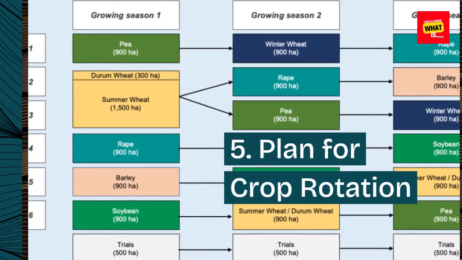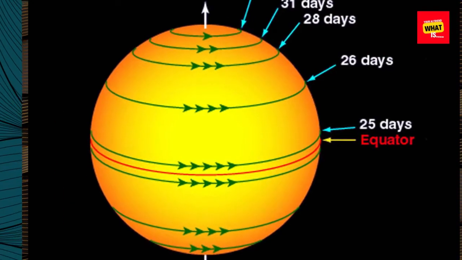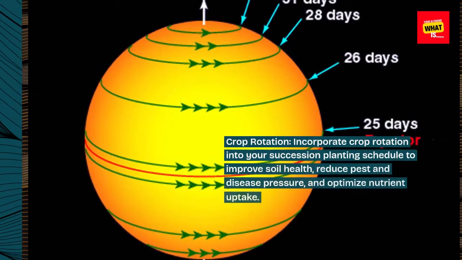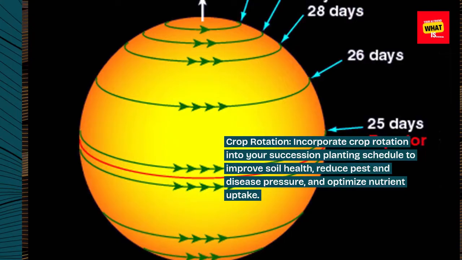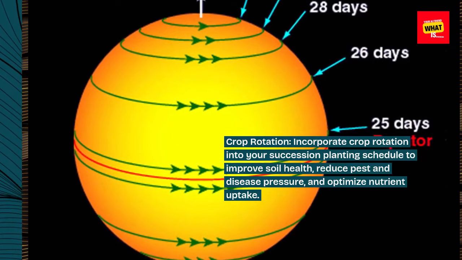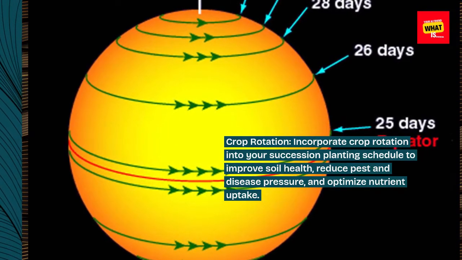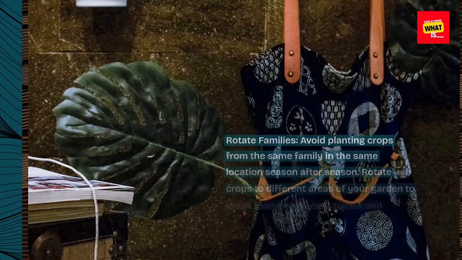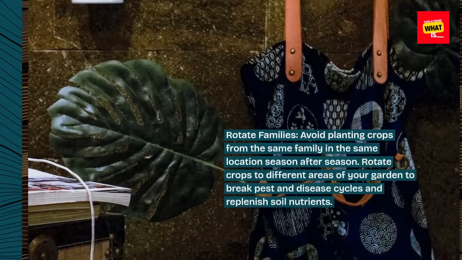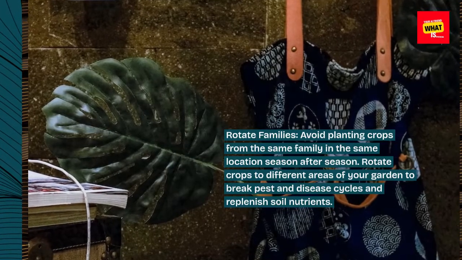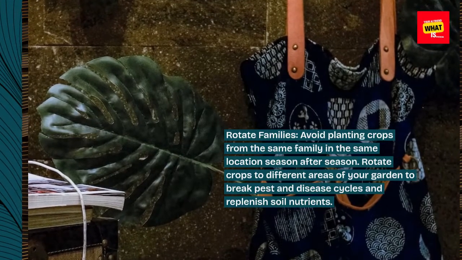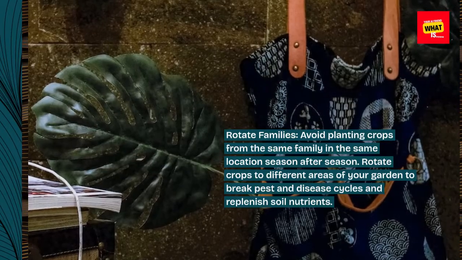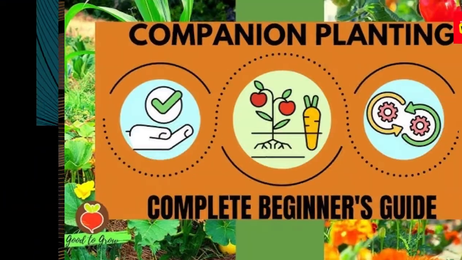5. Plan for crop rotation. Crop rotation. Incorporate crop rotation into your succession planting schedule to improve soil health, reduce pest and disease pressure, and optimize nutrient uptake. Rotate families. Avoid planting crops from the same family in the same location season after season. Rotate crops to different areas of your garden to break pest and disease cycles and replenish soil nutrients.